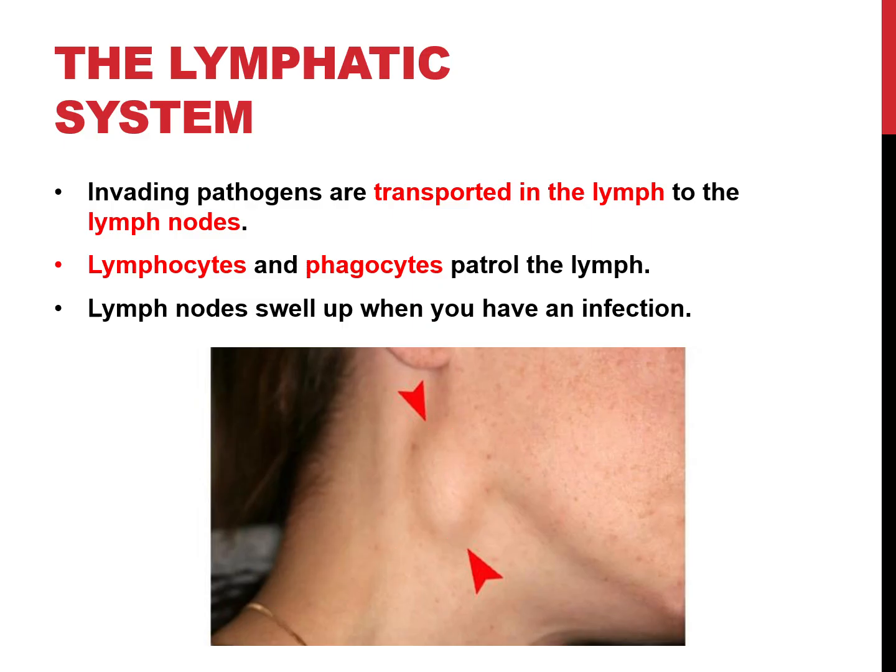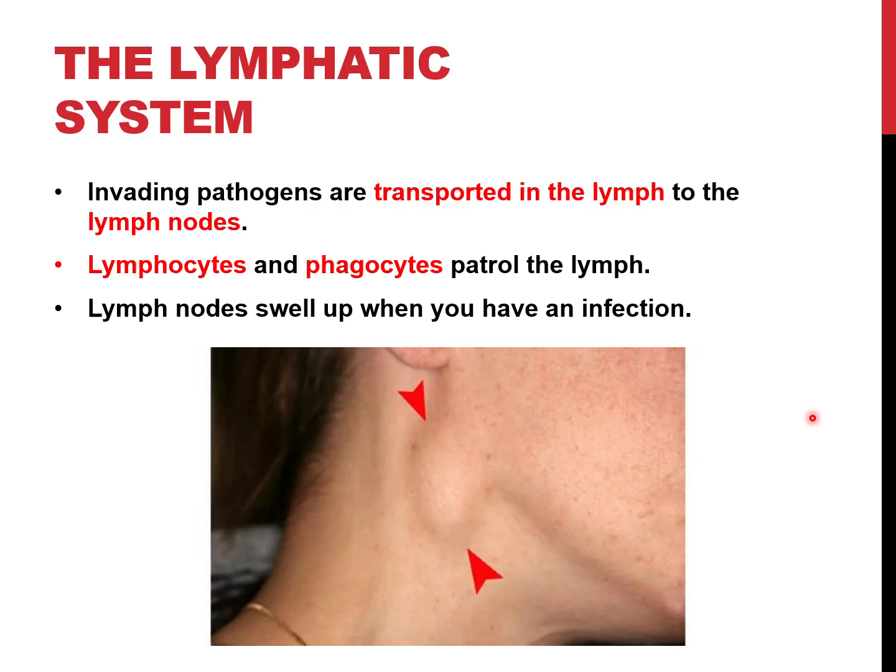So there's lots of things going on in here. Invading pathogens are transported in the lymph to the lymph nodes. So essentially the lymph and lymphatic vessels are just the highway bringing it to the city, which is the lymph nodes.